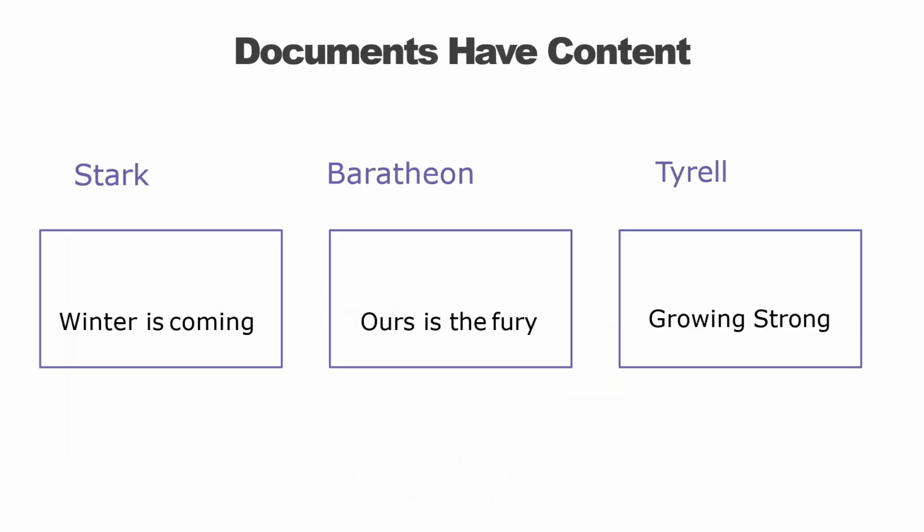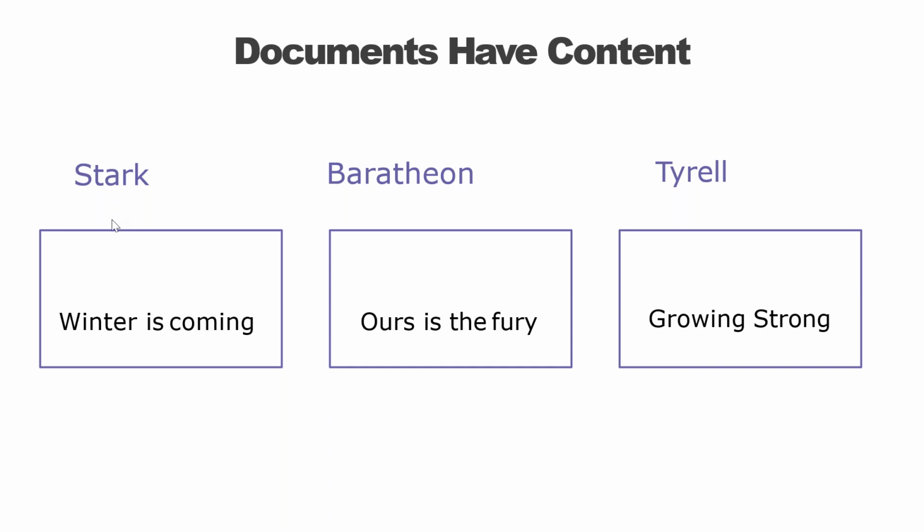Let's understand this way. In order to understand the inverted index, there is one document called Stark, one document called Baratheon, and another document called Tyrell. The document Stark has the keyword, winter is coming. Baratheon has the keyword, ours is the fury, and Tyrell has, growing strong. So these are the documents, these are the contents. Are you comfortable? Yeah.